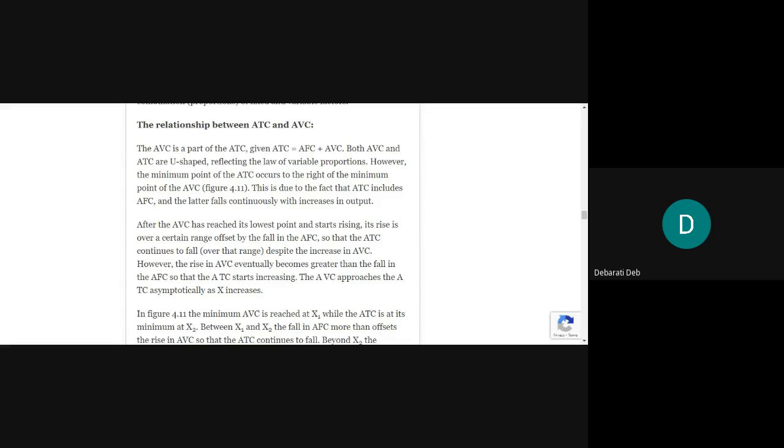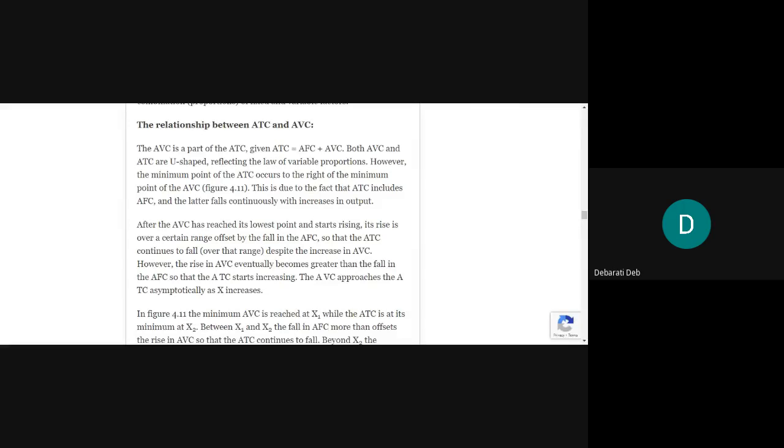That total cost consists of two components: one is fixed cost and one is variable cost. And if you talk about the average of these different costs also, the relationship remains the same. That is, average total cost equals average variable cost plus average fixed cost. Now both this AVC and ATC are U-shaped, that we had seen yesterday. And possessing the shape of U, what do they reflect? They reflect the law of variable proportions. Following that law, the shape comes like that.